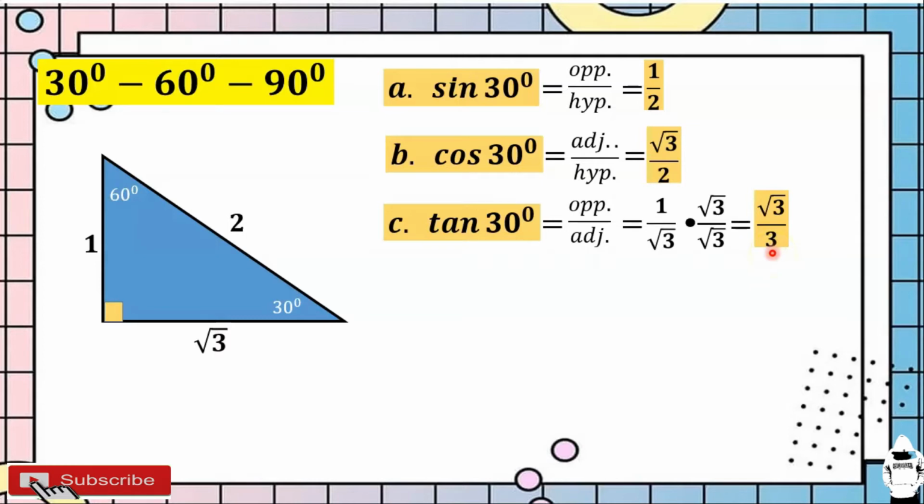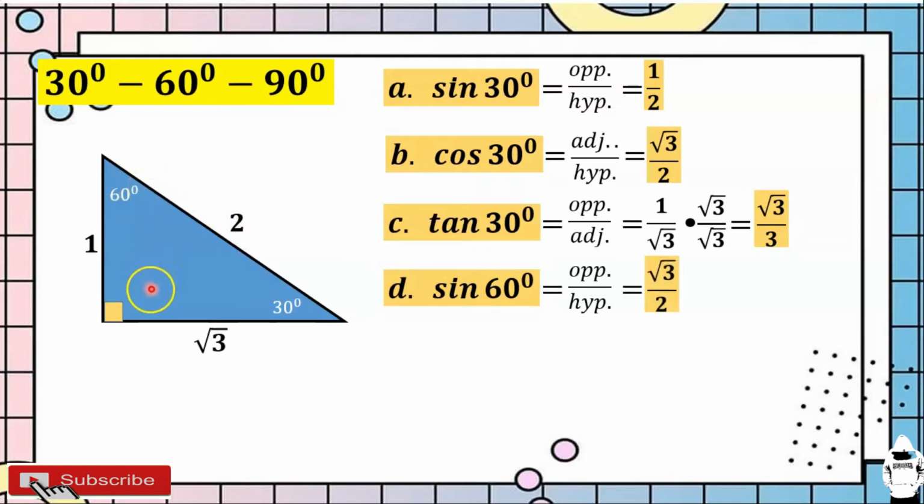Next, how about sine 60 degrees? So, ang reference angle natin dito ay yung 60 degrees or this angle. So, ang opposite natin dyan, that is yung square root of 3. Adjacent natin yung 1. And then, ang hypotenuse pa rin natin ay 2. So, sine, that is opposite over hypotenuse. So, ang opposite natin dito, kapag yung reference angle natin ay yung 60 degrees, that is square root of 3. And then, yung hypotenuse natin, that is 2. So, sine 60 degrees is equal to square root of 3 over 2.